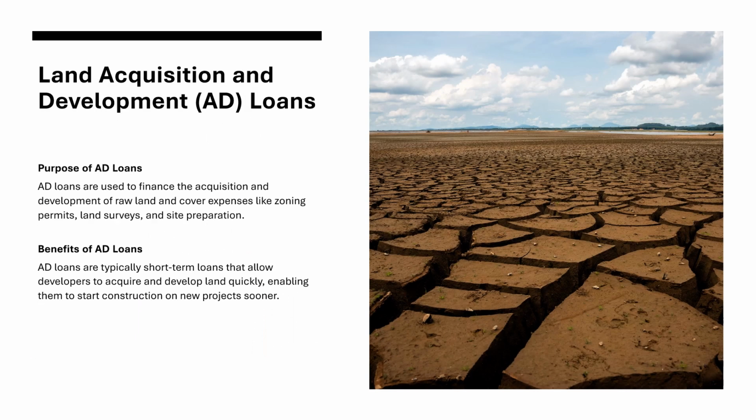Land acquisition and development loans. Purpose of AD loans. AD loans are used to finance the acquisition and development of raw land and cover expenses like zoning permits, land surveys, and site preparation. Benefits of AD loans. AD loans are typically short-term loans that allow developers to acquire and develop land quickly, enabling them to start construction on new projects sooner.